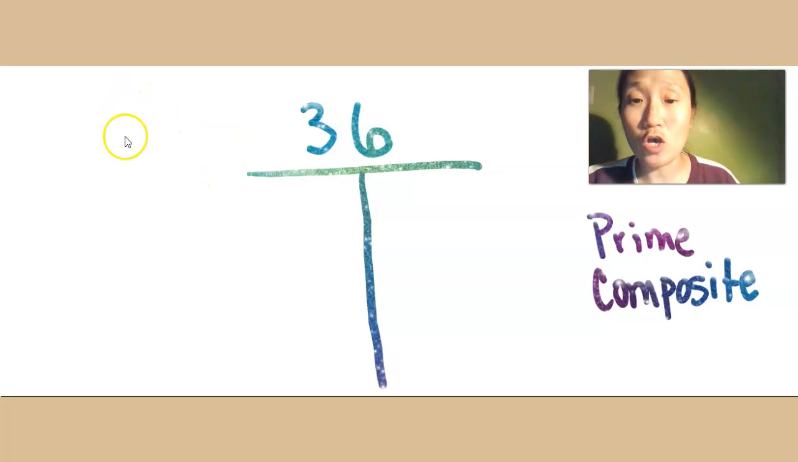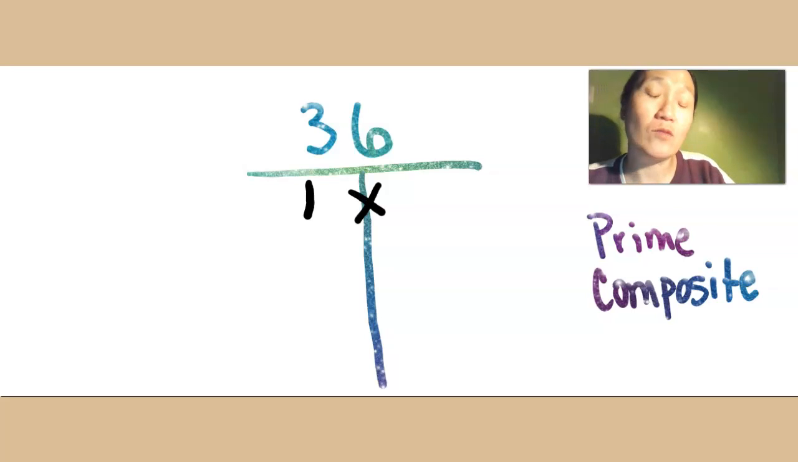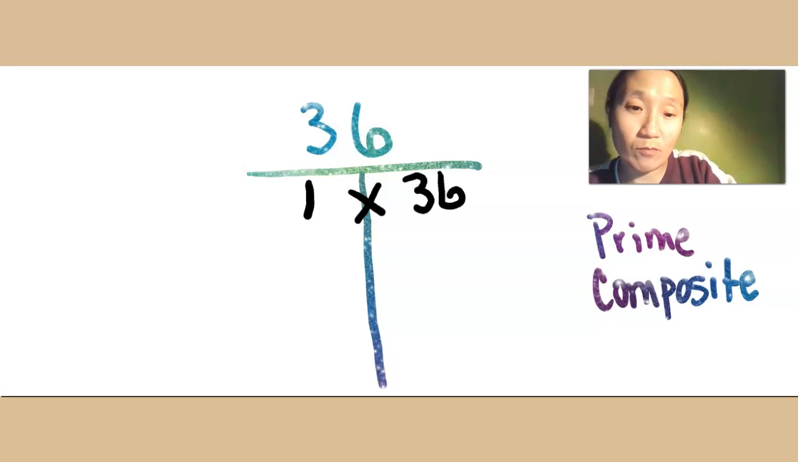All right, so 36. We know that we have to always start with the very first number, which is going to be 1. That's our first factor. And we know that we have to multiply that. And what do we multiply 1 by to get 36? Well, we know that 1 multiplied by any number gives you that number. So 1 is always our starting point.